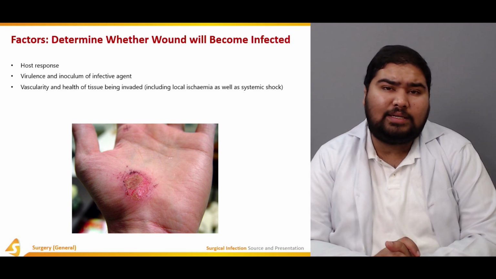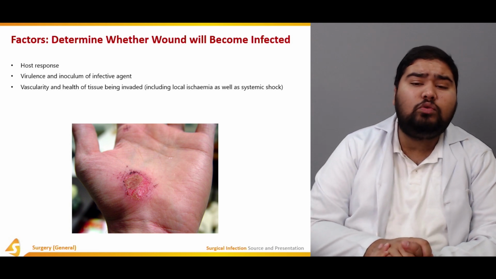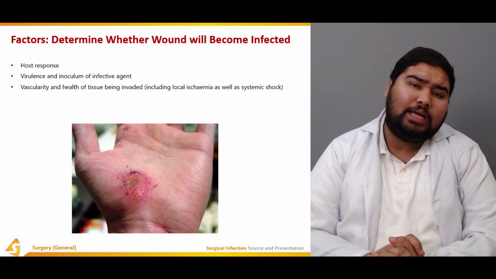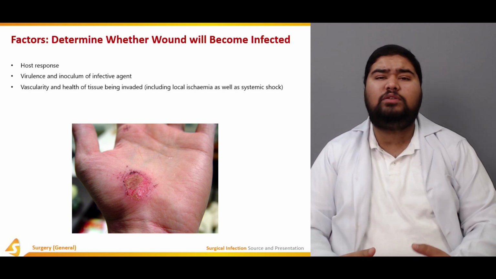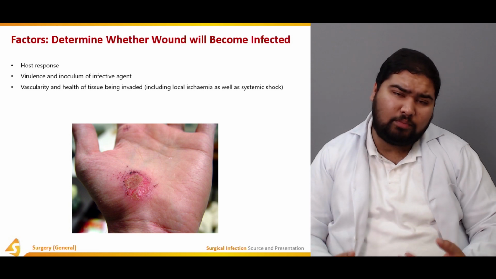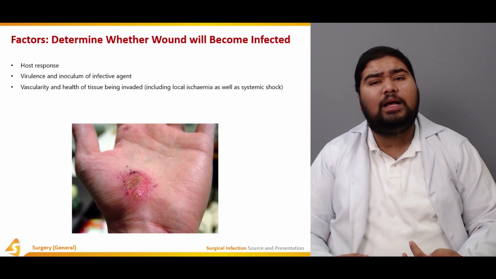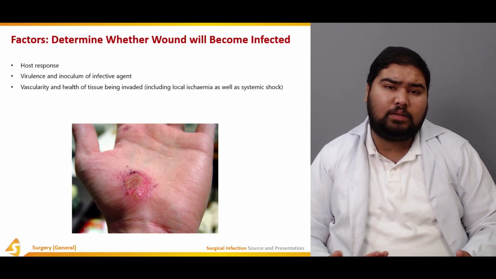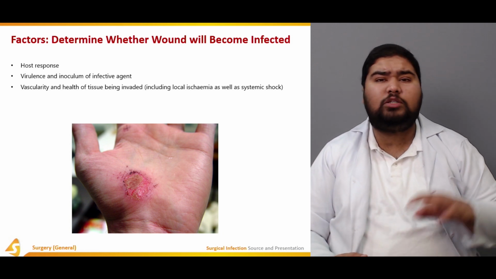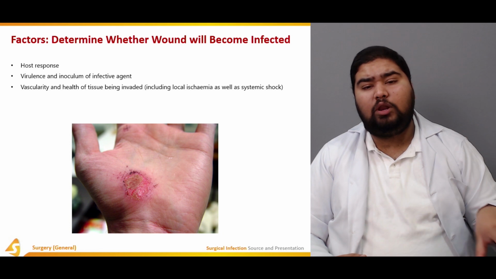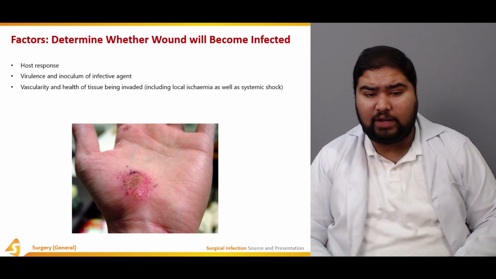Now the vascularity and health of the tissue being invaded is also very important. Greater the vascularity, the greater the chance of the body to defend itself by recruiting more and more lymphocytes, neutrophils, macrophages, monocytes. Lesser the vascularity, greater the hypoxia, more conditions favorable towards the proliferation of the infective agent and the greater the chances of development of infection.